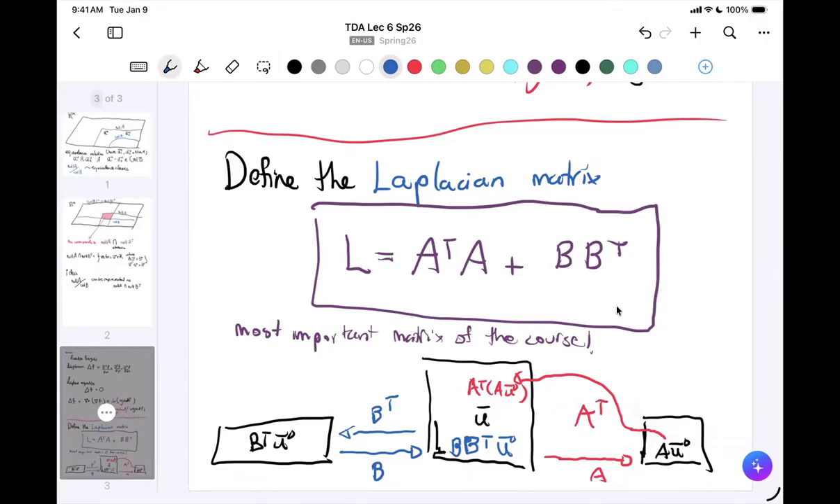Okay. And so basically the Laplacian, this Laplace matrix, just takes into account the two different ways that you can go back and forth and adds them together. So that's what the Laplacian is doing. It just adds both of those matrices together.